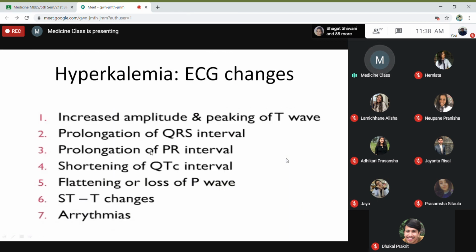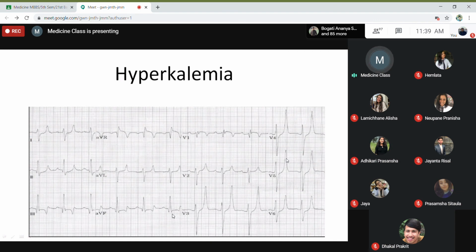In hyperkalemia, there will be peaking of T wave, prolongation of QRS interval, prolongation of PR interval, shortening of QTc interval, flattening or loss of P wave, and arrhythmias. This is the tenting and tall T wave of hyperkalemia.